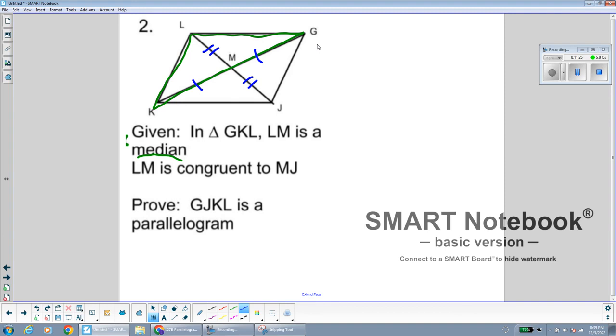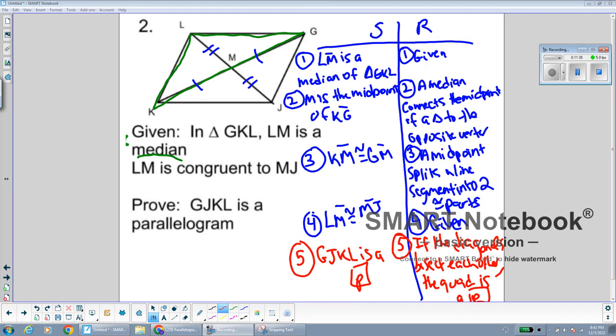Take a second and write up the proof. Pause the video and remember that everything that is marked in your diagram needs to go into your proof. Here we have the proof. Take a second, pause the video, read through it, and make sure it matches up to what you wrote on your own. Notice how at the end, we do prove that JGKL is a parallelogram because if the diagonals bisect each other, the quadrilateral is a parallelogram.